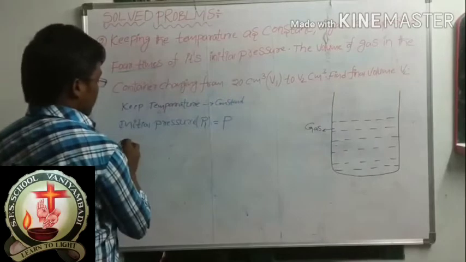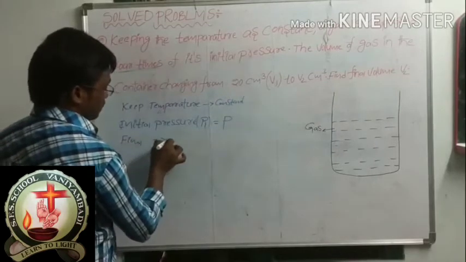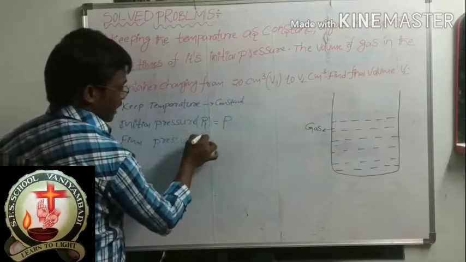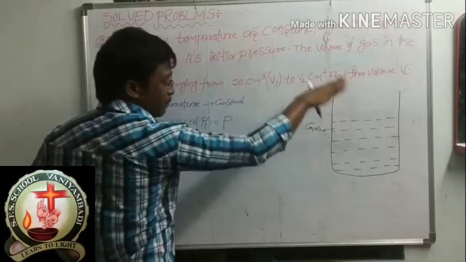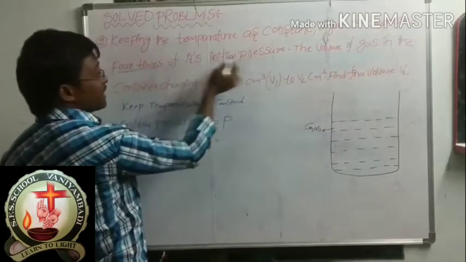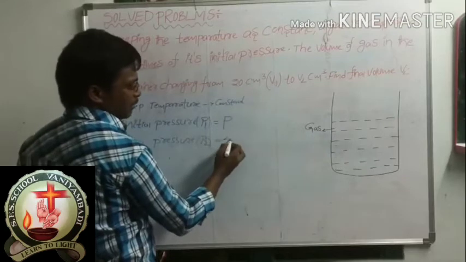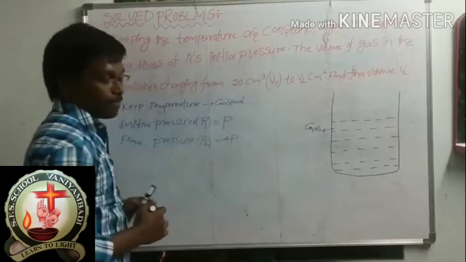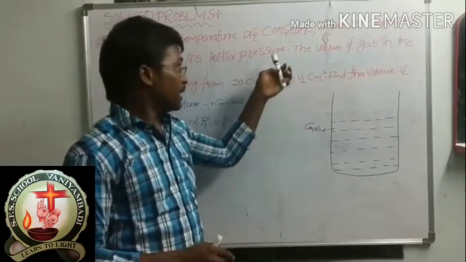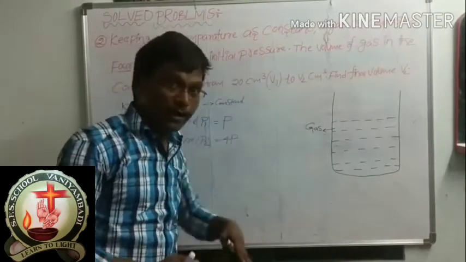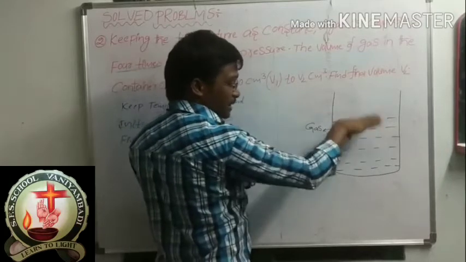So the final pressure we are indicating as P2 is equal to how many times he compressed? 4 times its initial pressure. Initial pressure is P. So 4 times means 4P. I hope you understood. Initial pressure is P. He is compressing the gas 4 times: first, second, third, fourth.